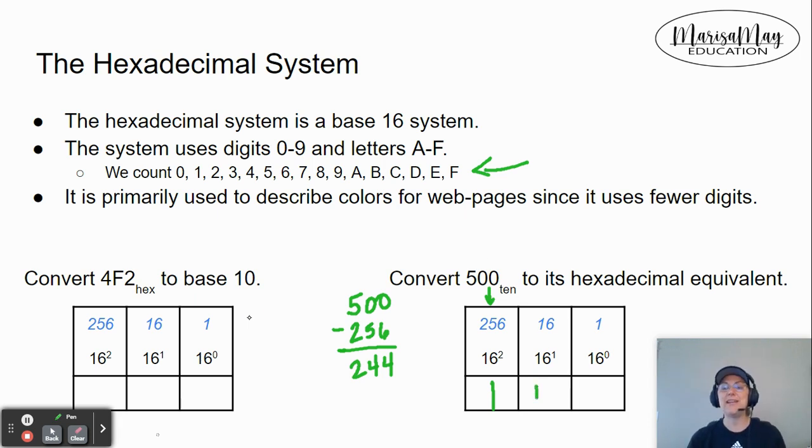Good. Yes, it's always a capital F. So that's 240. 15 groups of 16 is 240. So I have 4 left over. So I have 4 groups of 1 to go in this last placeholder. So my hexadecimal equivalent would be 1F4, and that's in hexadecimal notation or number system.